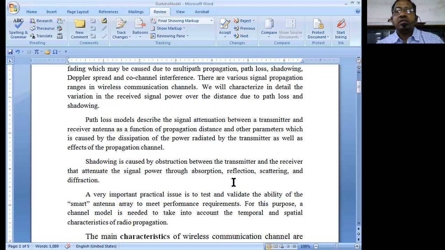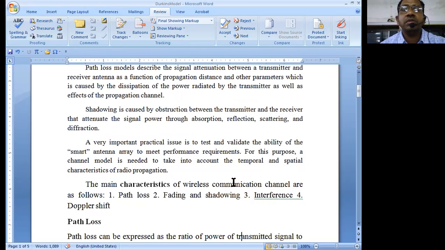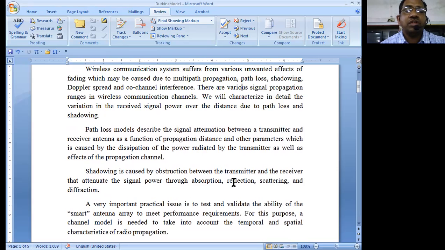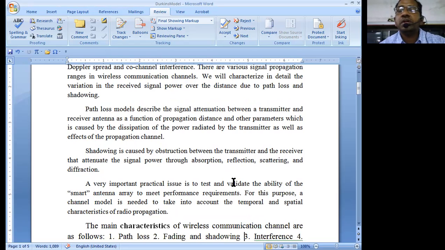Here the received power over a long distance, due to path loss and shadowing, is the major performance bottleneck. Therefore, we have to deal with path loss models. The path loss models describe the signal attenuation between the transmitter and the receiver. In the communication system, what are all the things we are going to have? We are going to have a transmitter, a receiver, and a channel. The receiver is not going to receive the signal exactly, 100%, as the transmitter has transmitted.